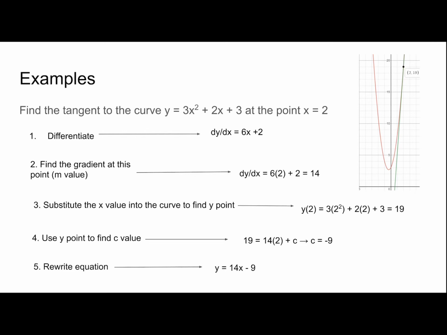And I've got a little image here just to show what I mean. So at the point (2, 19), the tangent line touches the parabola. The tangent line is touching, and that parabola is also at that same place, (2, 19). And what we just found, 14x minus 9, is the equation of that tangent line.